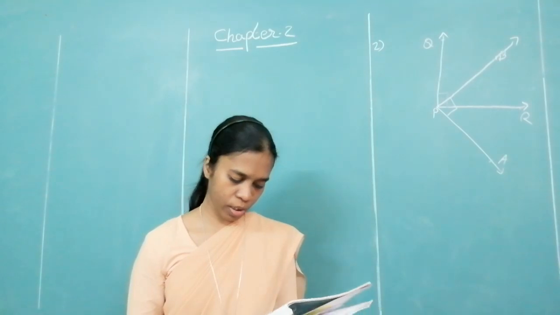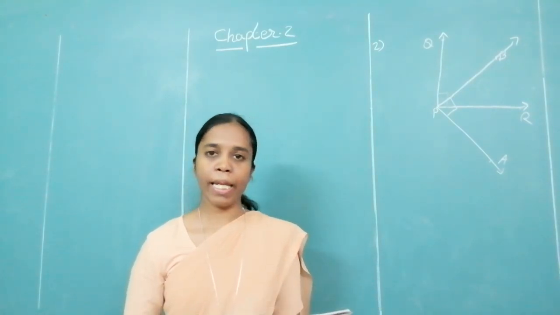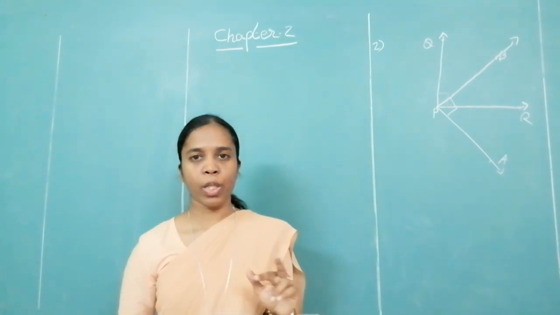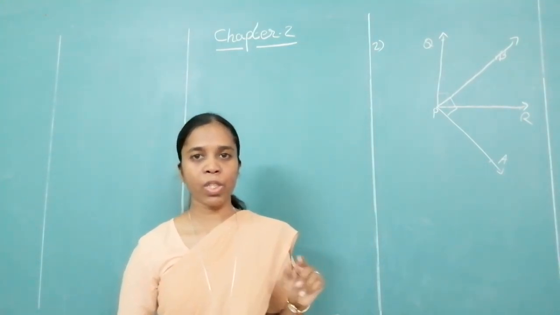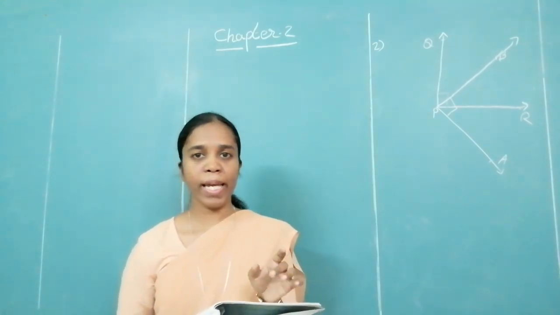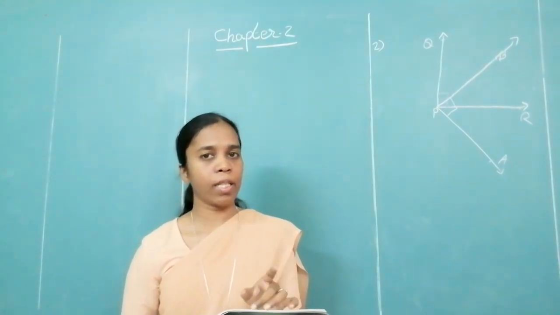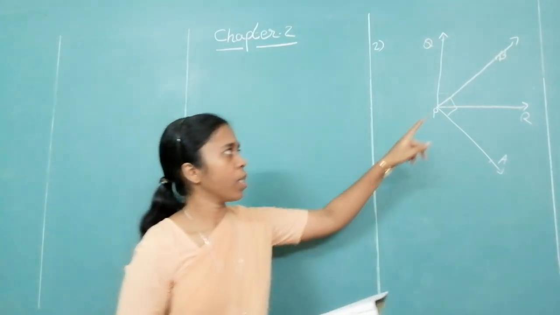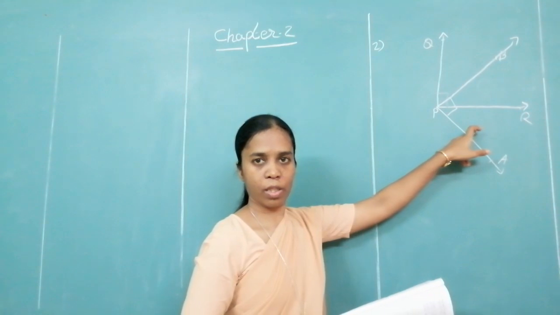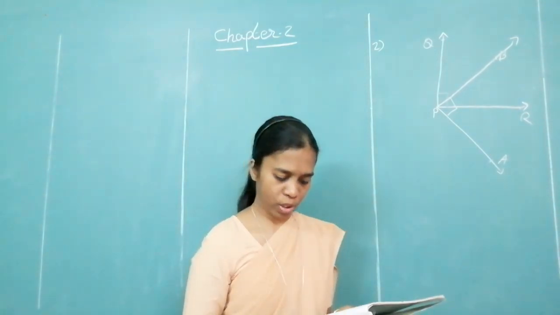Now answer the questions. A pair of complementary angles. Complementary angles give you 90 degree. So you have to check out which are the two angles which give you 90 degree. You have to write a pair over there. Sum of the angles 90 degree, then they are called complementary. Now these two angles give you 90 degree. These two also give you 90 degree. So you can write any one pair over there.